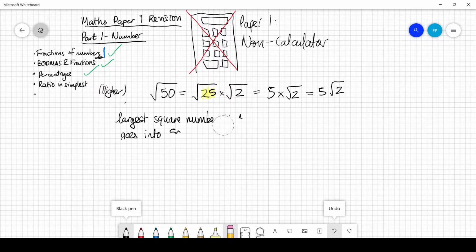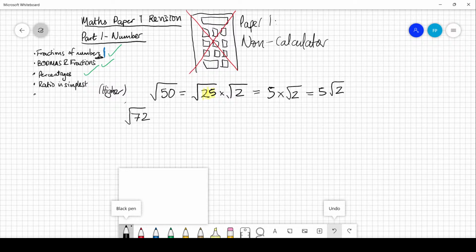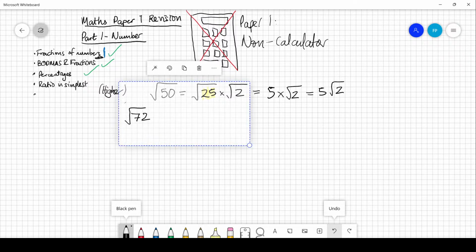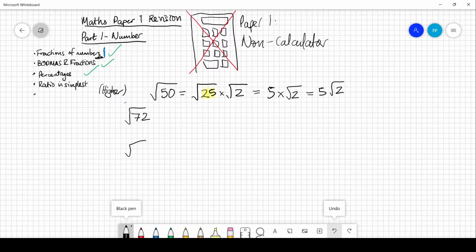I'll give you some more examples to try and simplify. So I'd like you to simplify the square root of 72, the square root of 12, and the square root of 48. I'll give you a minute to do that, and you can turn on your mics to tell me the answers.